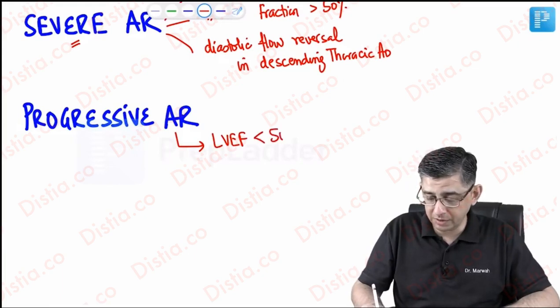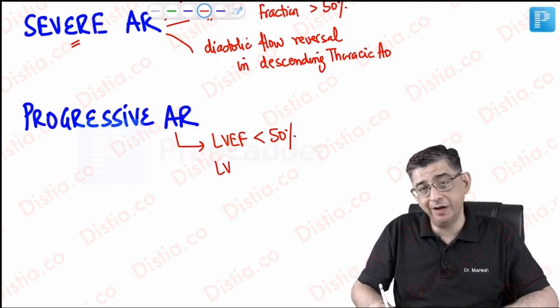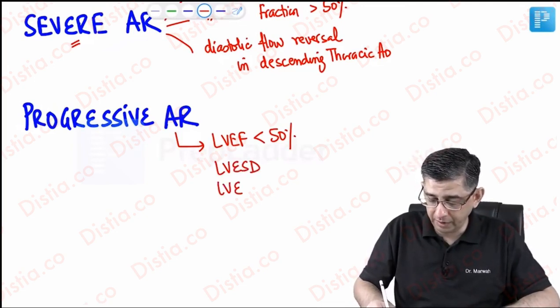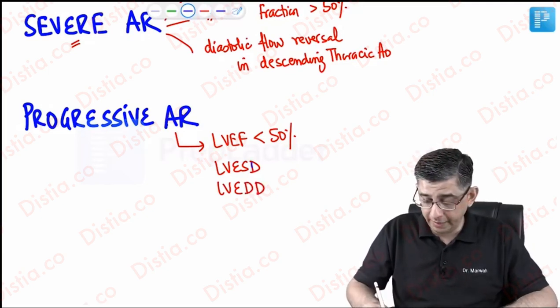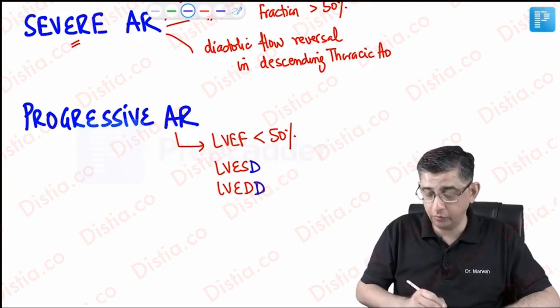Normal is definitely 65% or more. This is less than 50%. Then would be left ventricular end systolic dimension and left ventricle end diastolic dimension. Mark my words there. I did not say end systolic volume. I did not say end diastolic volume.